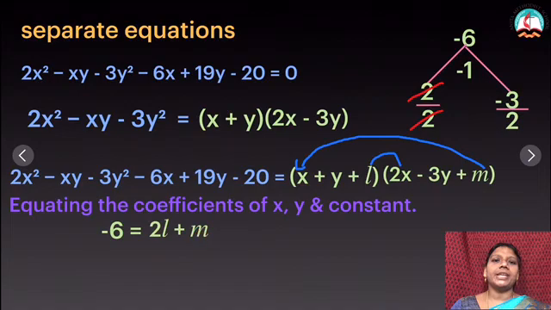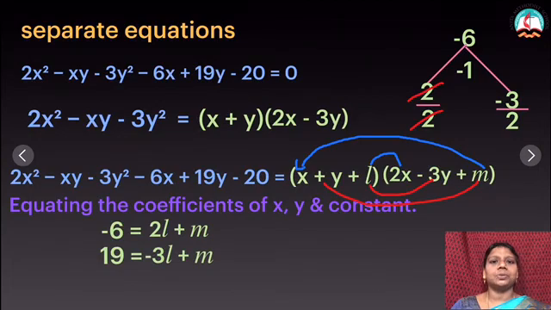Similarly, I am going to equate y now. So what is the coefficient of y in the left side? Yes, 19. So 19 is equal to, now what I have to do? I have to take a constant L, multiply with the coefficient of y in the second bracket. Then take a constant in the second bracket, multiply with the coefficient of y with the first bracket. Okay. So now I am getting the equation as 19 is equal to minus 3L plus m. That is two equations I got.